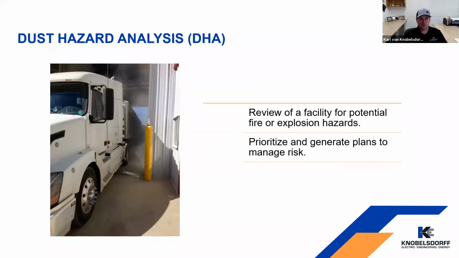So part of that DHA that we talked about, they'll come in and review the facility for potential fire or explosion hazards, and prioritize and generate plans to manage the risk. So really, the engineering team comes in and works with your operations team to review your facility. What are the hazards in your facility, and what are the high priority things that they view as high risk, and then how do we help you manage that risk?